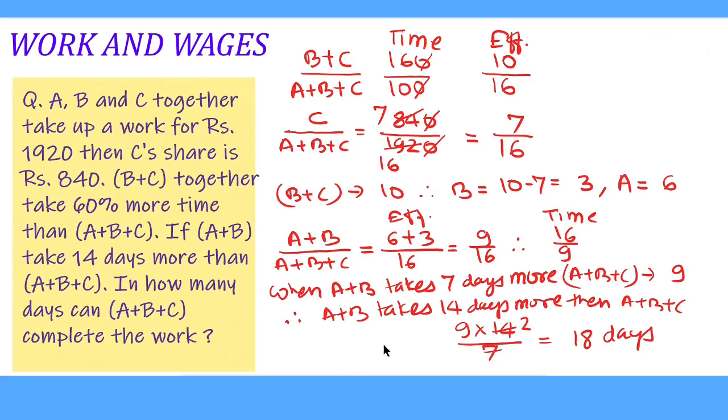This way we can solve this question by shortcut method and logic, and we find that A plus B plus C together can complete this work in 18 days.